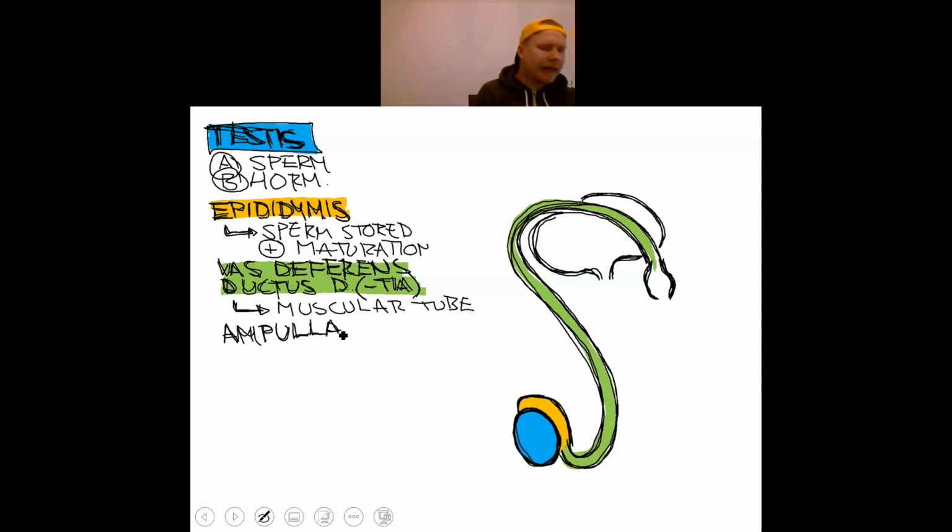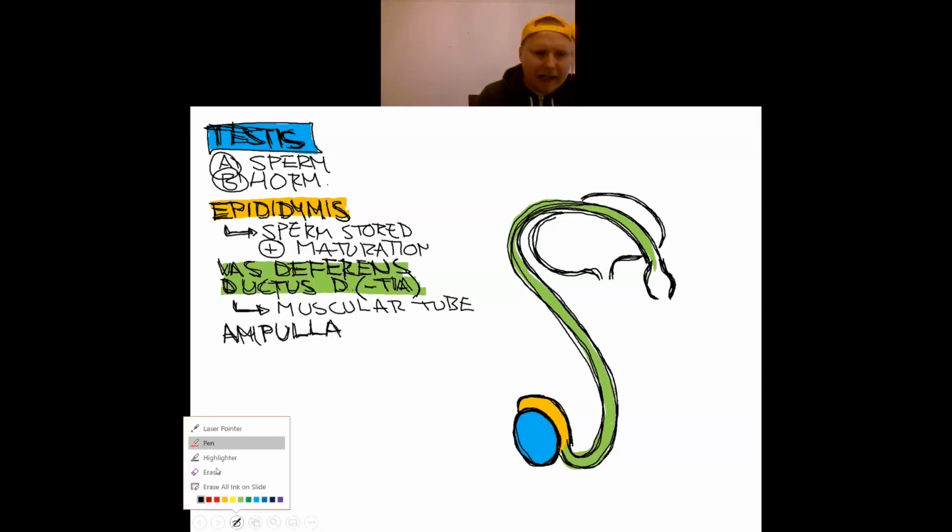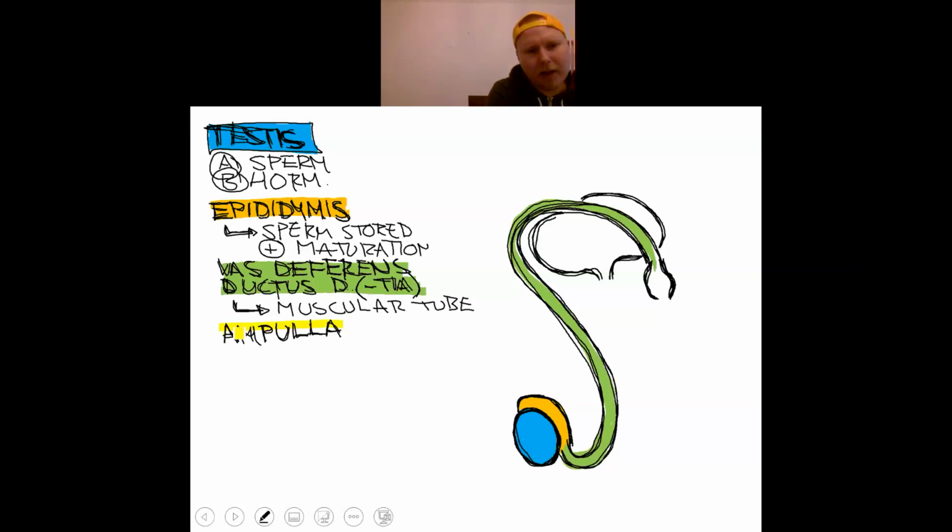So let's add that to our diagram. Again, I'm just adding a little bit of color to highlight how it's a different structure from other structures that we've seen so far. So the enlargement of the vas deferens, ductus deferens.